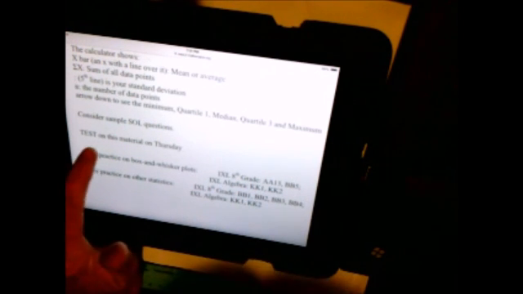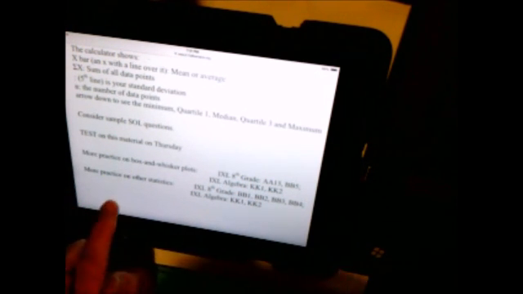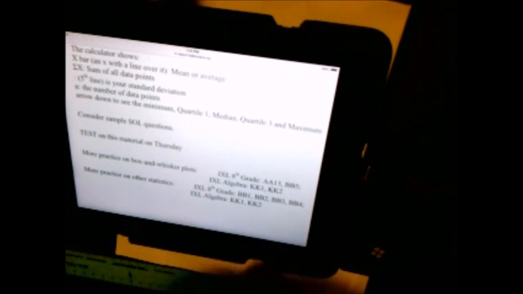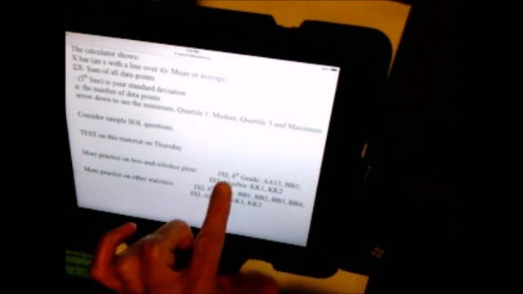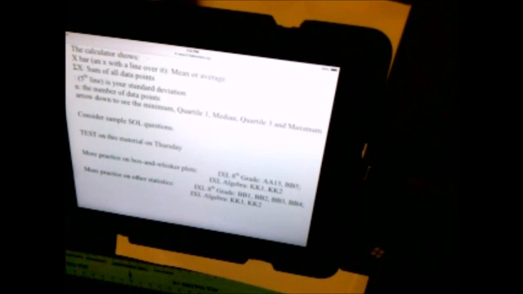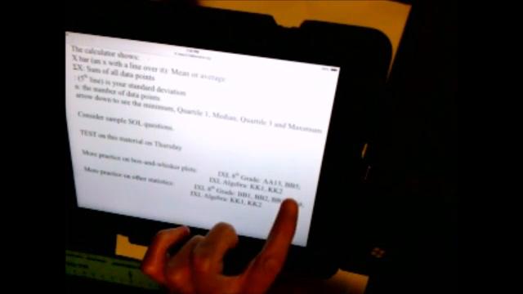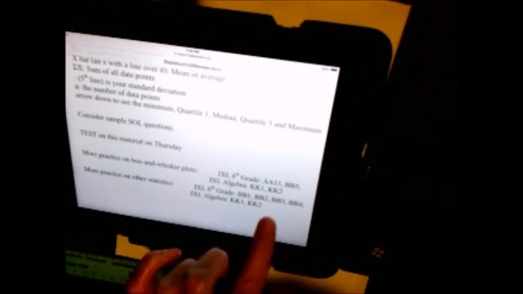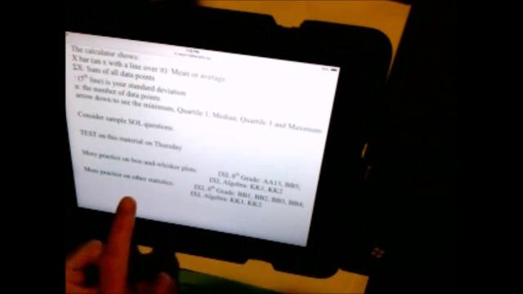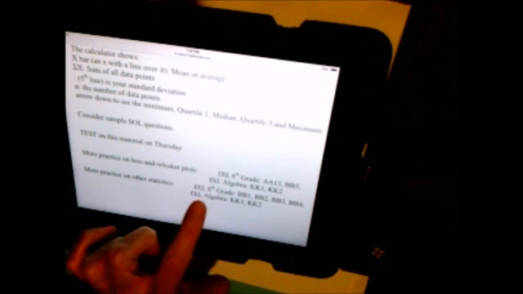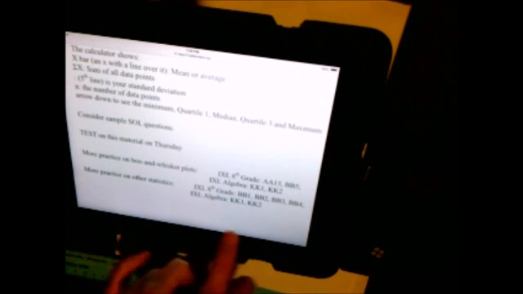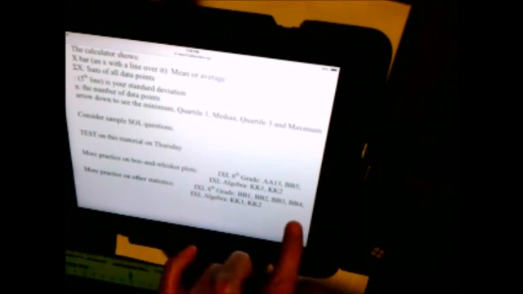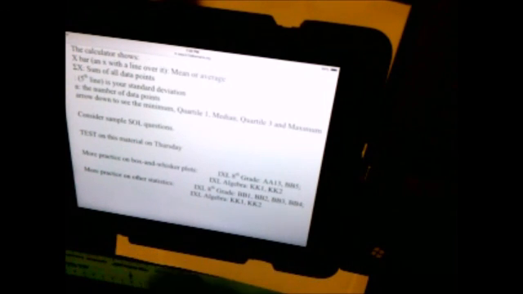All right. Okay, so there's a test on this material on Thursday. More practice on box and whisker plots on the 8th grade IXL, AA13, BB5, and on algebra KK1 and KK2, and more practice on other statistics. IXL, if you go to the 8th grade, it's BB1 to 4, and IXL algebra KK1 and 2.